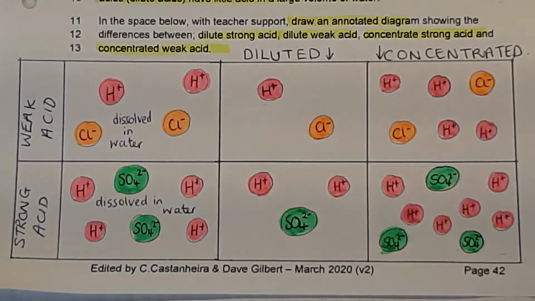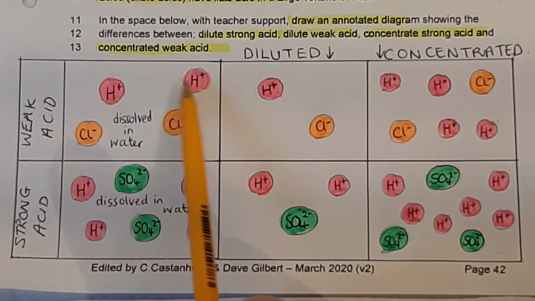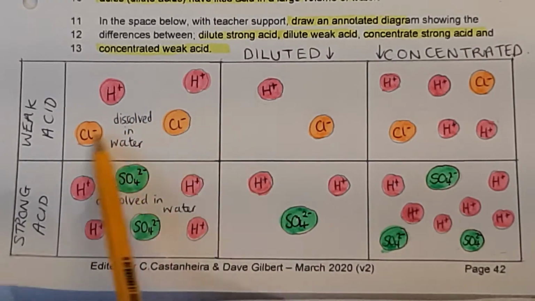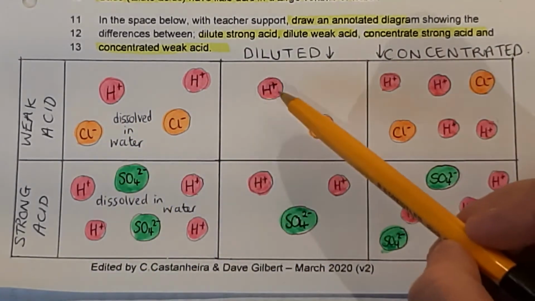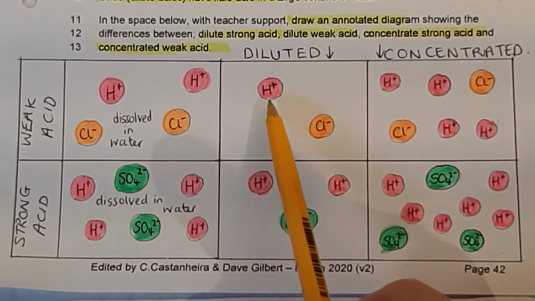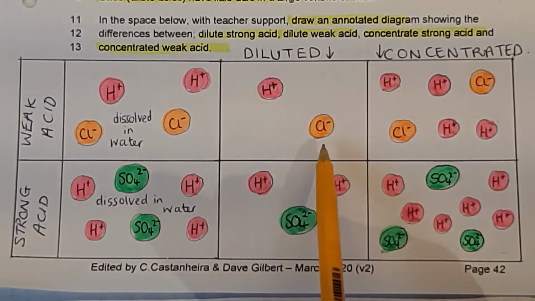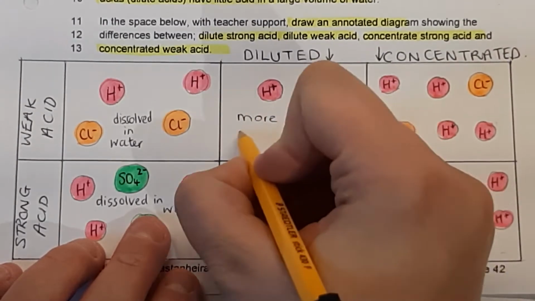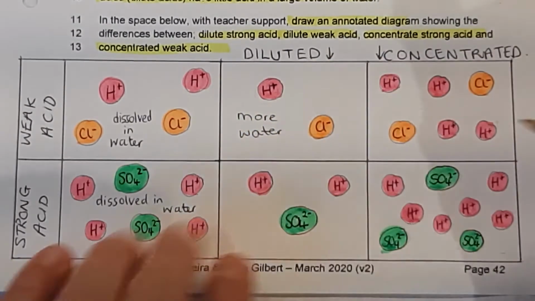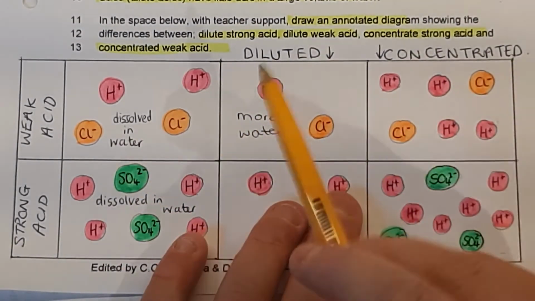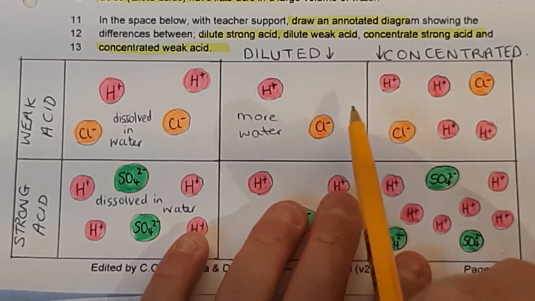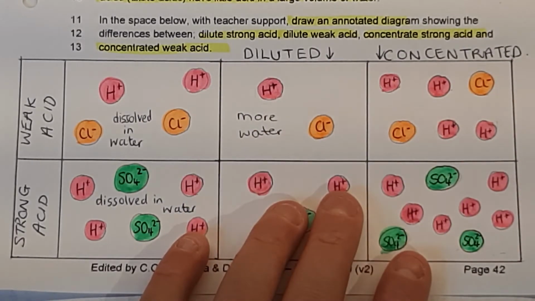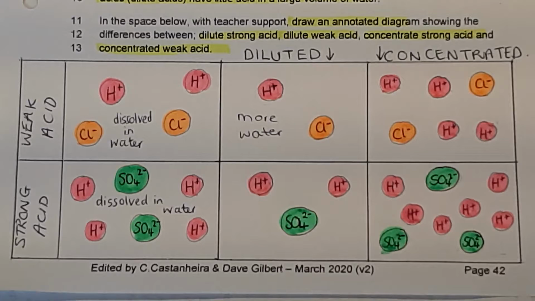So hopefully you ended up producing a diagram looking a little bit like this. So when we take our weak acid, which we had 2 hydrogen ions and 2 chloride ions dissolved in water, and we diluted it, we had less hydrogen ions, so I've just put 1 in, and less chloride ions. And you could add that there is more water or more space for water. And then when we concentrated our weak acid, there would be more of the positive ions and of the negative ions.